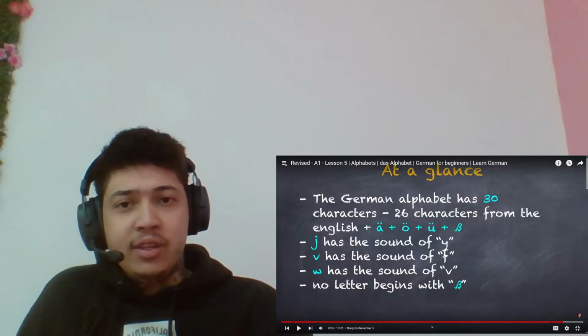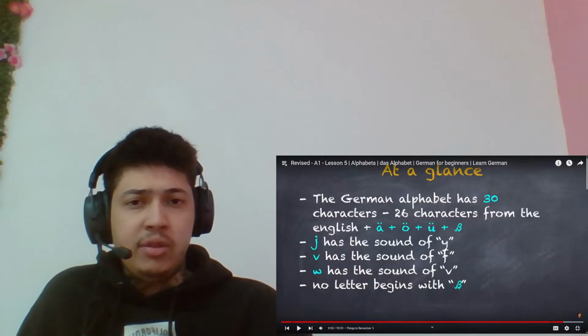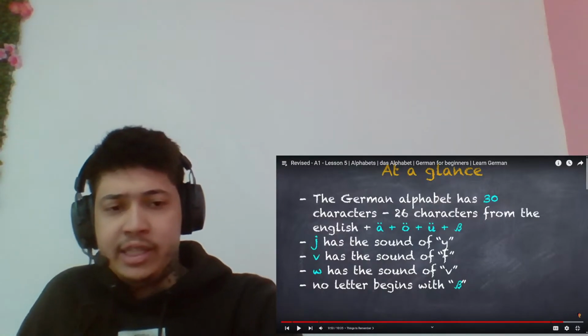The German alphabet has 30 characters, 26 from the English, plus the three umlauts and then the SZ.